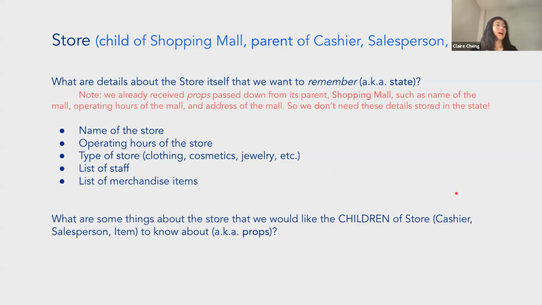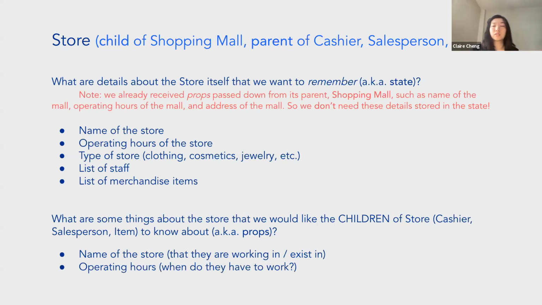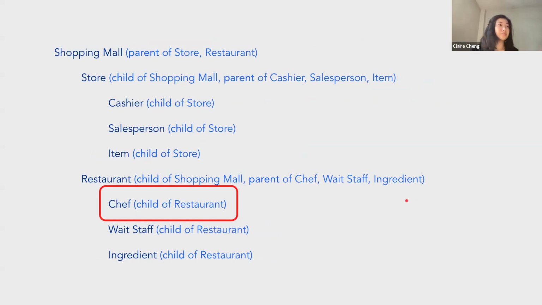Items. And then what are some things about the store that we would like the children of the store to know about, aka props? Some of these might be the name of the store that the employees are working in, the operating hours, so when do these employees have to work, and things like that.